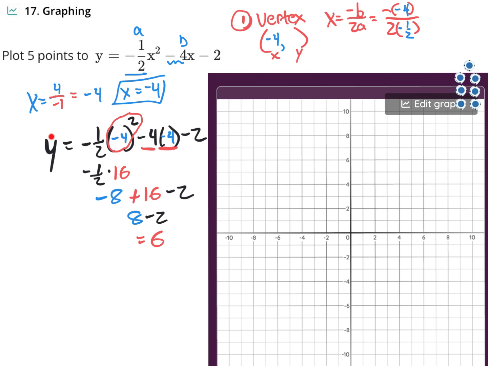And that is your y answer. Y equals 6. So we just found the y value, the y equaling 6. So we put the y value of 6 right there. So there's our most important point, -4, 6. Let's go to that location and put our vertex there. -4 on the x, +6 on the y, and there's our vertex.